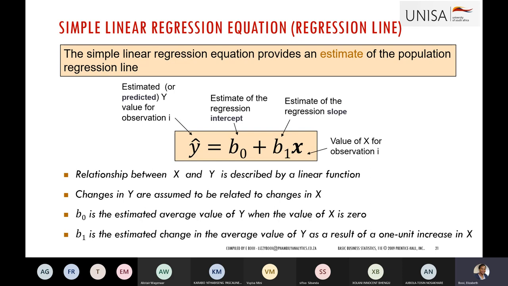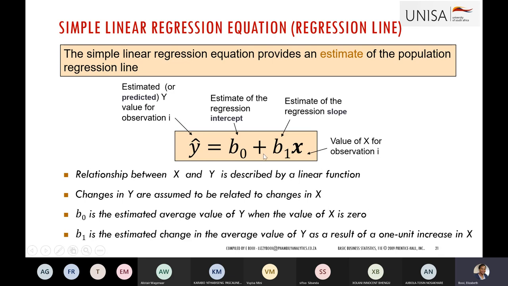And we know when the relationship is negative, we say that it is a decreasing relationship, where when the values of x are increasing, the values of y are decreasing. So therefore, when you interpret that, it will say it shows a decrease in the average value of your y as a result of one unit increase in the values of your x. Because when your x values are increasing, your y values are decreasing.